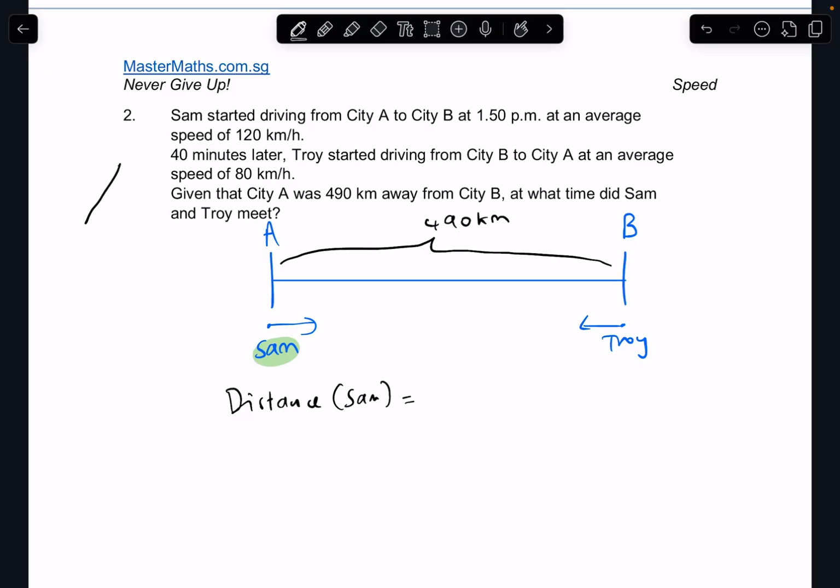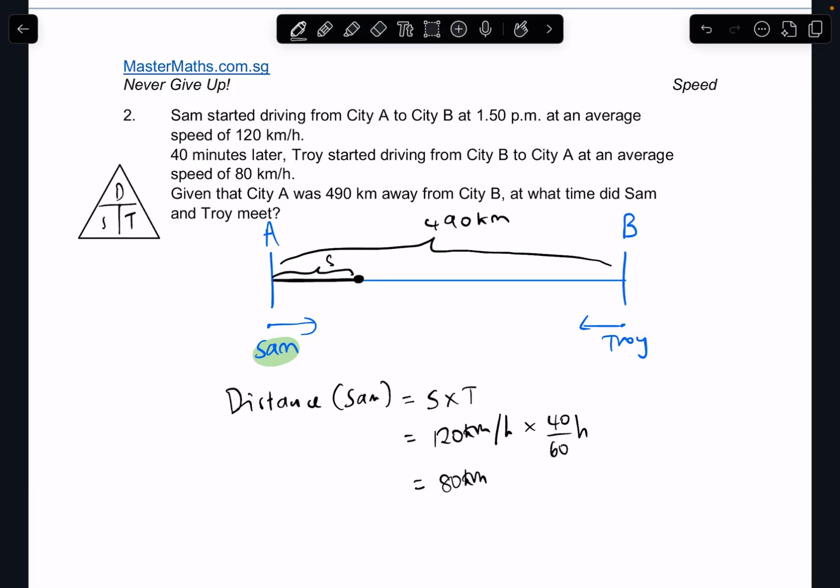Follow the DST triangle. We have D here, S here, and T here. Distance is speed times time. For Sam, he's moving at 120 km per hour, times the time, which is 40 minutes. We're trying to see in 40 minutes what's the distance he's traveling. Please convert to hours, and that will give us 80 kilometers. So Sam moves for 40 minutes until he's 80 km away from town A.